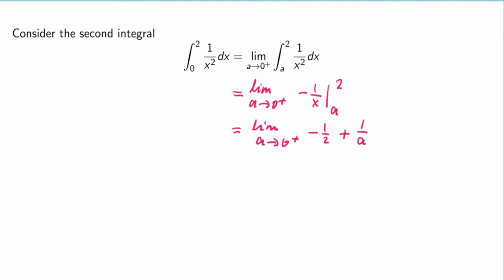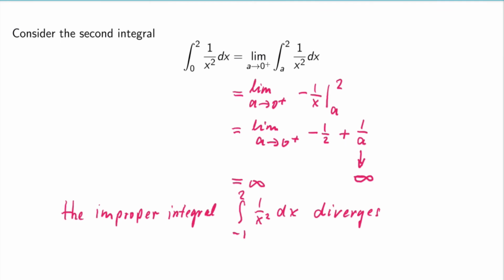And now, as a goes to 0, this goes to infinity. Then the whole thing diverges to infinity, and we say that this improper integral diverges. Okay?